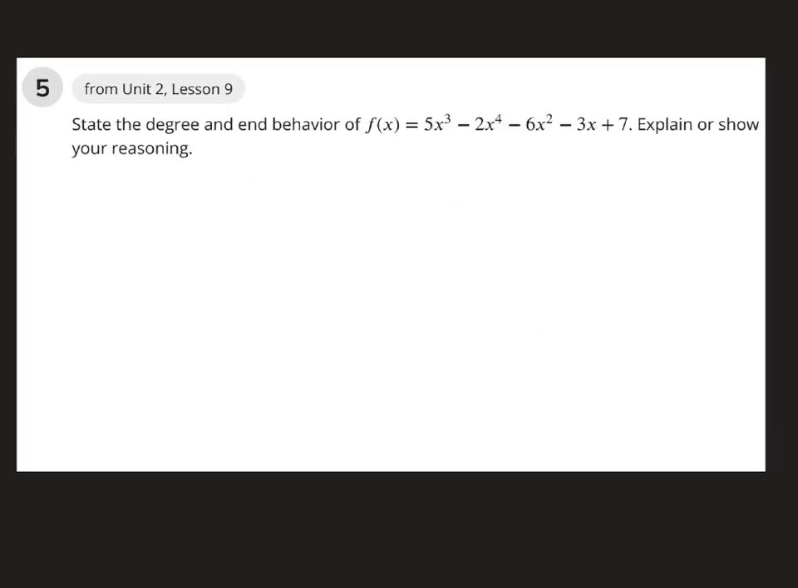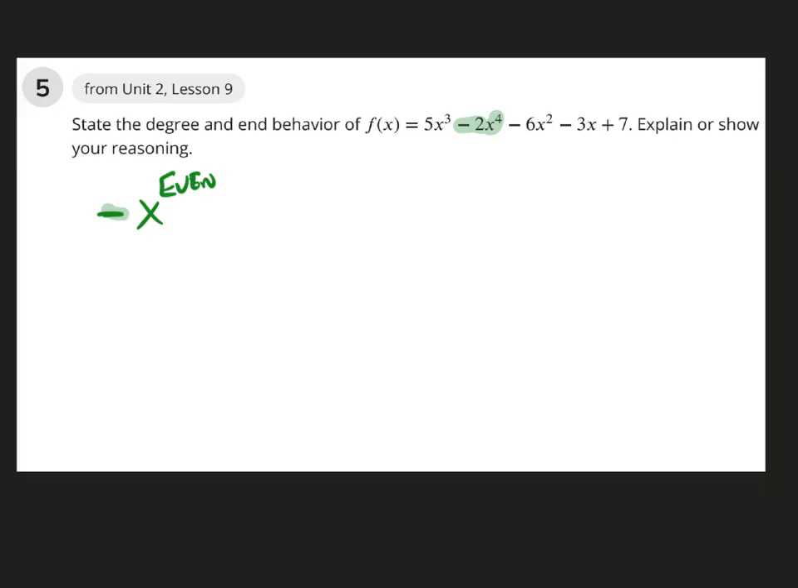Okay, end behavior is coming back around again, so let's talk about end behavior. State the degree and end behavior of the function. So you look for the highest exponent, which is 4. We take the whole term, -2. The sign in front of the term goes with the term. A negative x even makes a parabola. That's a U-shaped graph. Negative means it goes down.